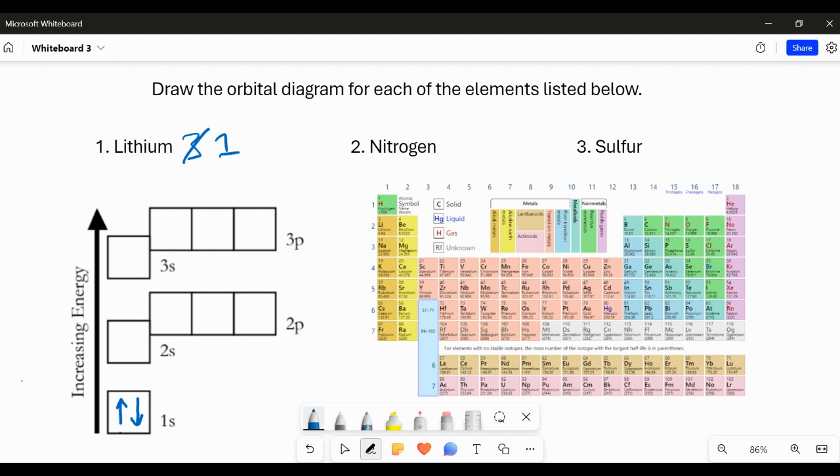So where does that electron go? In the next lowest energy level, which is this box right here, the 2s energy level. So we're going to put an up arrow right there. And there we have it. We've used all 3 electrons. 1, 2, 3. So we have completed the orbital diagram for lithium. So let's move on to another one that's a little bit more challenging.